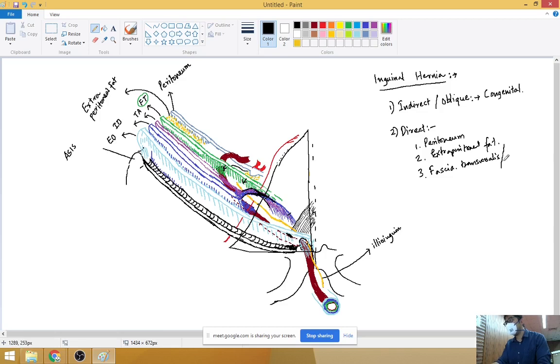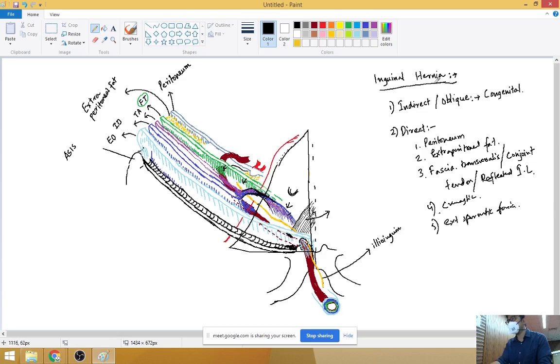Or if you go more medially, if it happens here, and it gives pressure from behind, what will come? Conjoint tendon. If it is more medial, what will come? The reflected part of the inguinal ligament. The rest will be the same. Cremasteric fascia, then external spermatic fascia. The rest of the layers will be the same.